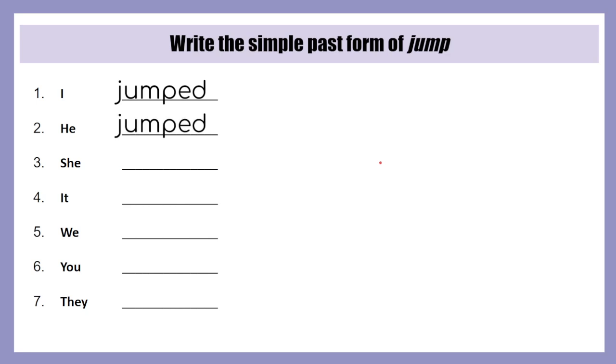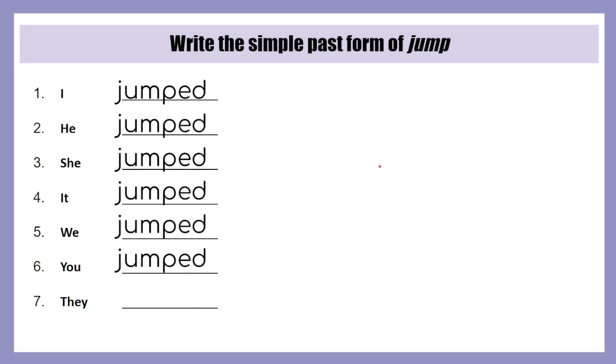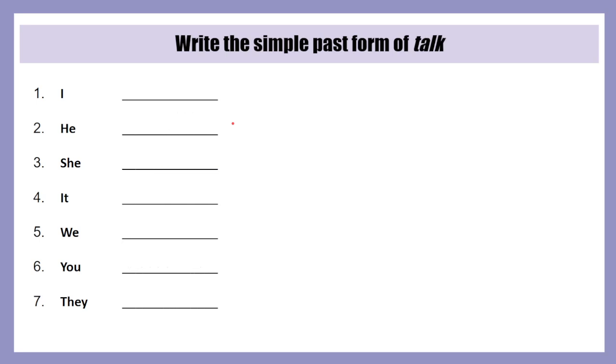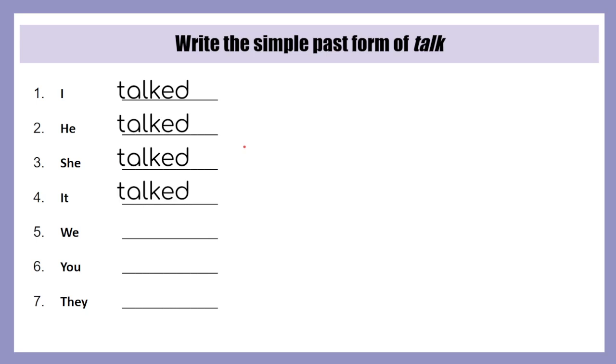He jumped. She jumped. It jumped. We jumped. You jumped. They jumped. For the simple past, the verb does not change. Let's do talk. I talked. He talked. She talked. It talked. We talked. You talked. They talked.